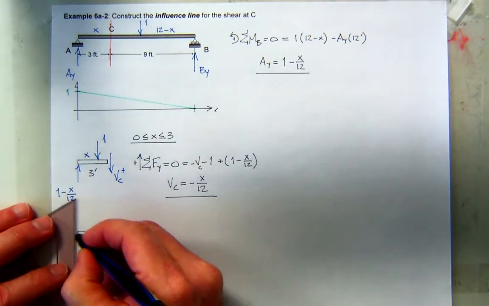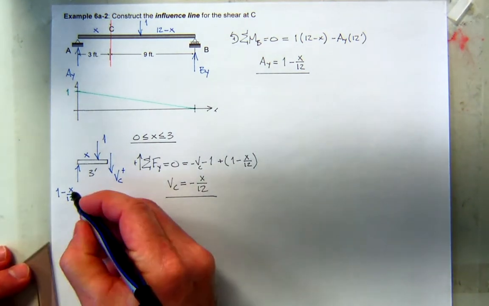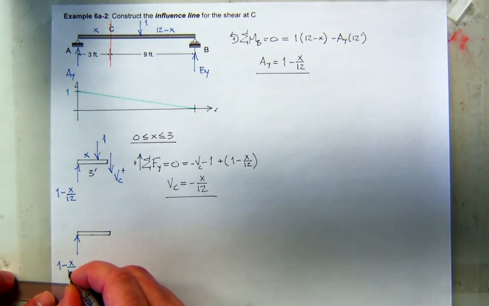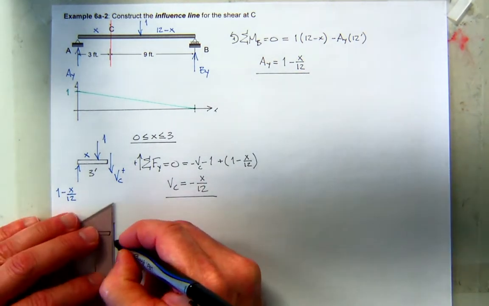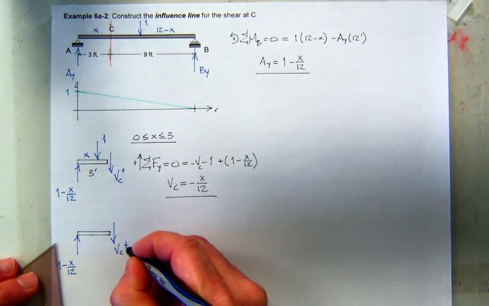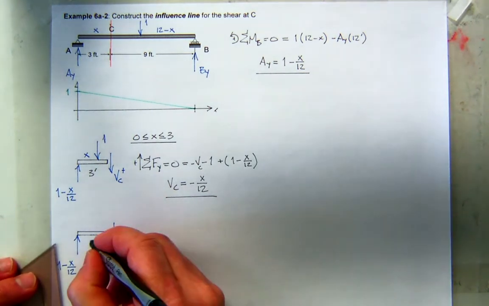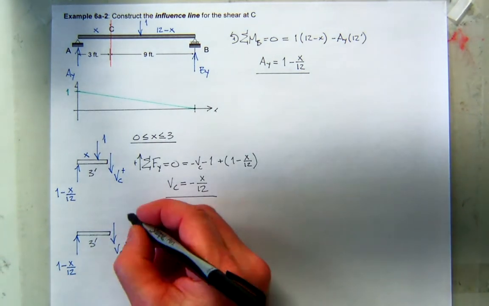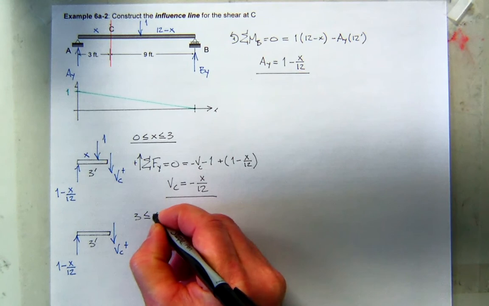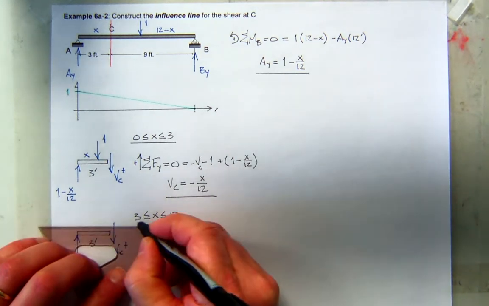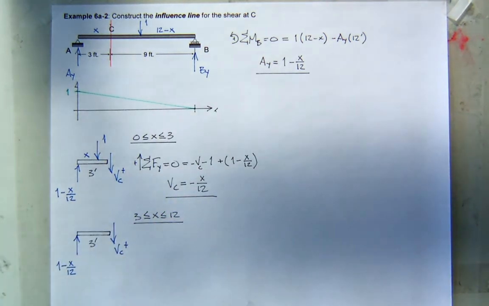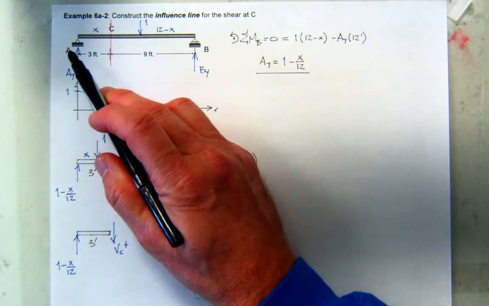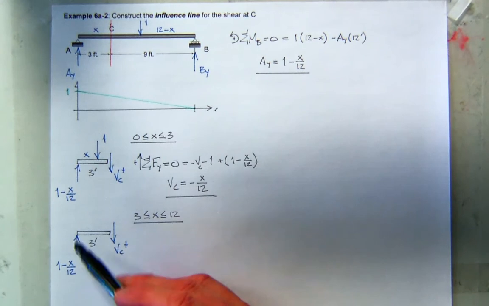right? My reaction at A is exactly the same because, see, it's got the function of x built in. I still have my positive shear at C. And this is still 3 feet. But where's the unit load? It's moved. Right? So this is when the unit load is somewhere between 3 and 12. It's over here somewhere now. So when I cut it at C and look at the left-hand side, it's not there. Elvis has left the building.